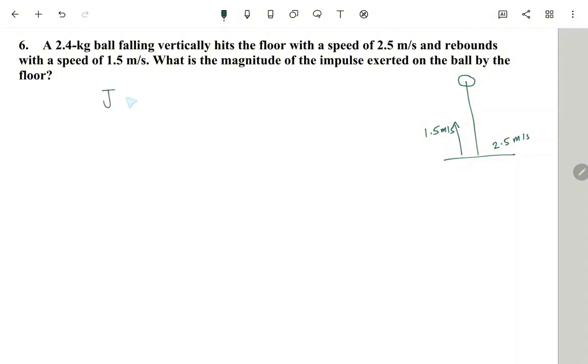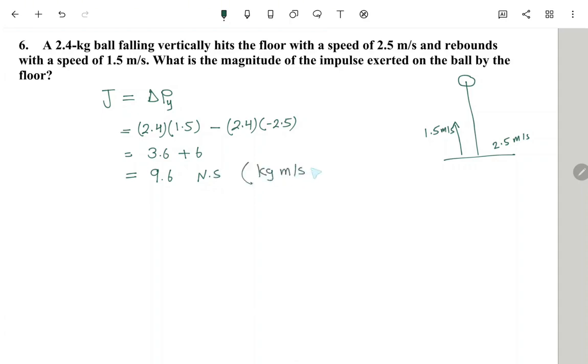Now impulse here is equal to delta p, the change in momentum. We have just one-dimensional motion on the y-axis, so delta p y in this case is m the final minus m the initial. The mass is equal to 2.4 times 1.5, this is the final velocity right here, minus, now the mass again, it's 2.4 times the velocity here, it's minus 2.5 because it's going down, minus 2.5. You simplify this one here, it's equal to 3.6 plus 6, so the impulse is actually equal to 9.6 Newton seconds, or you can say kilogram meter per second.